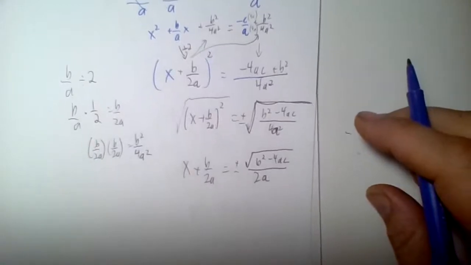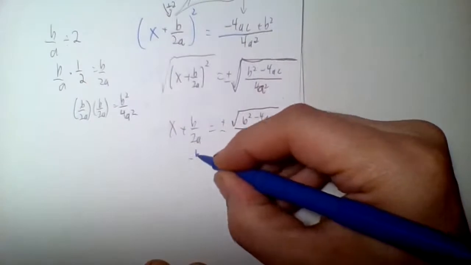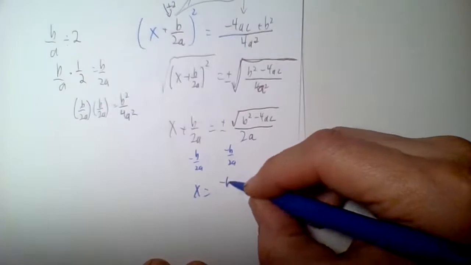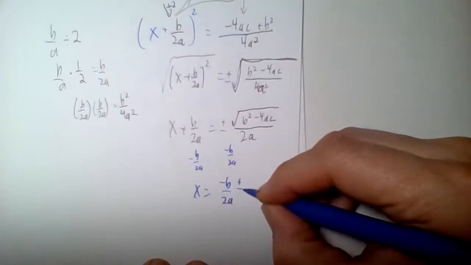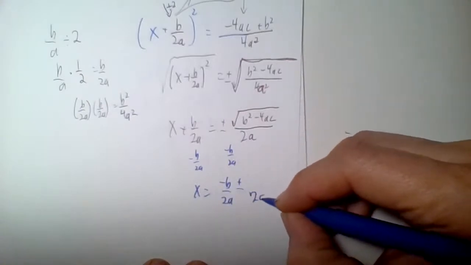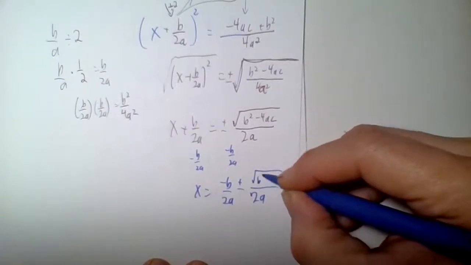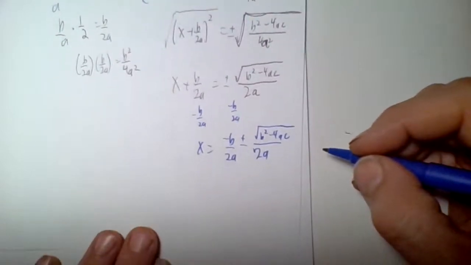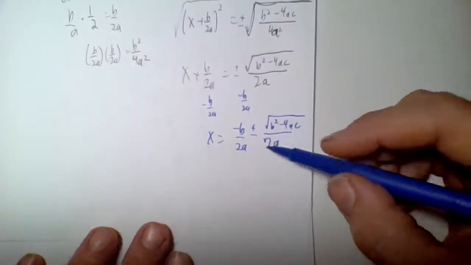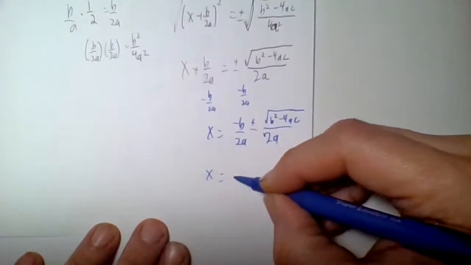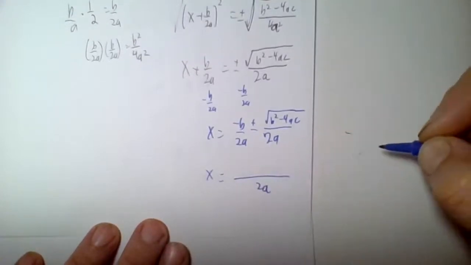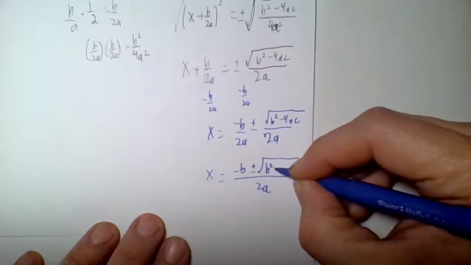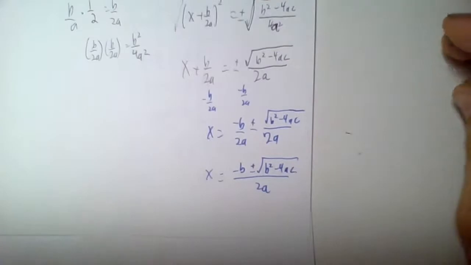And then I get x by itself. So I'm subtracting b over 2a, or x equals negative b over 2a plus or minus the square root of b squared minus 4ac over 2a. And just like we saw in the last example, in that fraction example, they do have a nice common denominator at this point, so I can put the whole thing over that denominator. I got negative b plus or minus the square root of b squared minus 4ac over 2a.